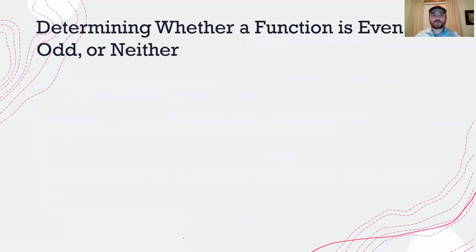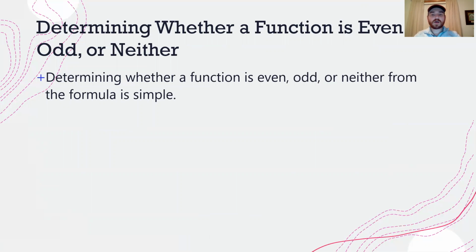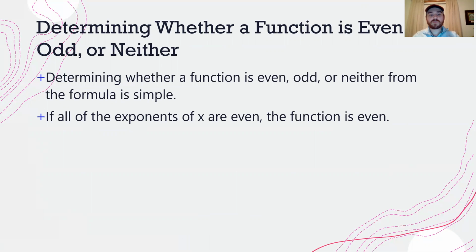The reason these things are important is actually because of their graphs. Determining whether a function is even, odd, or neither from the formula is simple. If all of the exponents of x are even, the function is even. So if you have x to the 8th minus x to the 16th plus x to the 432nd minus x squared, this would be an even function. All of the x's have even exponents, so this is an even function.